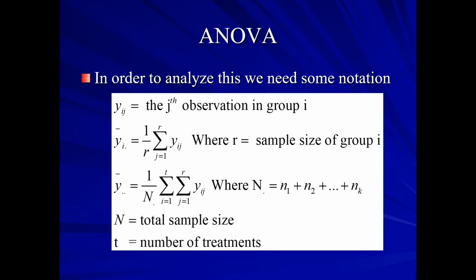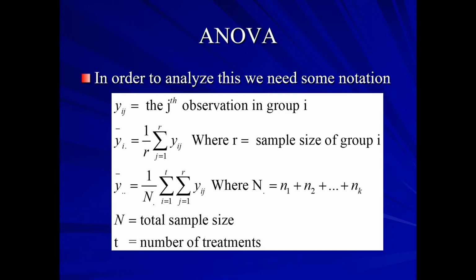Now, in order to be able to analyze this, we've got to come up with some notation. Yij is going to be the jth observation in group i. So we may have Y11, which would be the first observation in group 1. Y31 would be the third observation in group 1. Y14 would be the first observation in group 4.